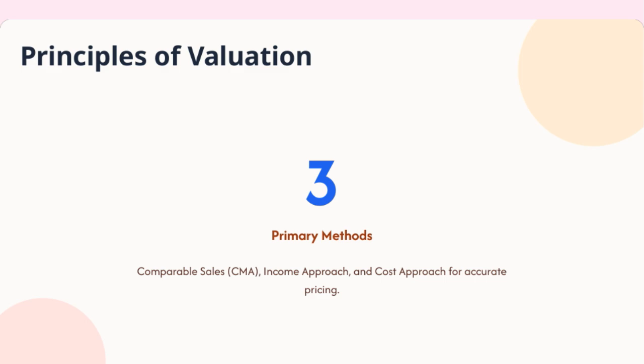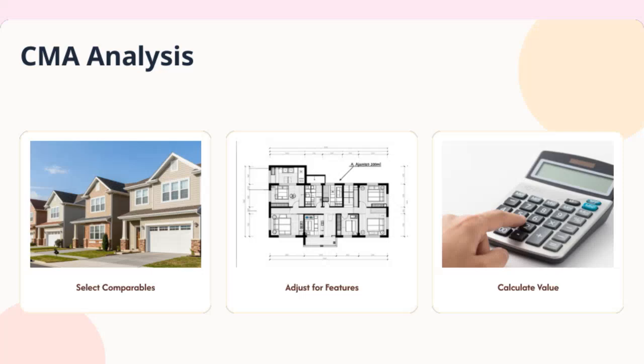Finally, there's the cost approach, where we consider what it would cost to replace or reproduce the property minus depreciation. All three methods, comparable sales, income approach, and cost approach, work together to give us a comprehensive and accurate picture of a property's value. This multi-method approach is key to ensuring our pricing is both realistic and fair, fitting into our overall goal of precise valuation.